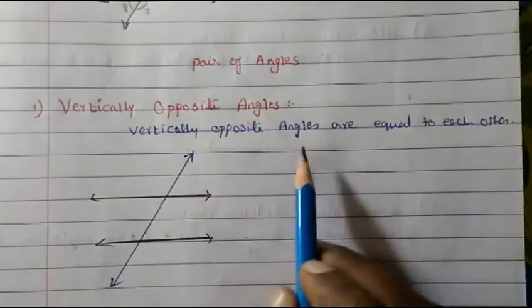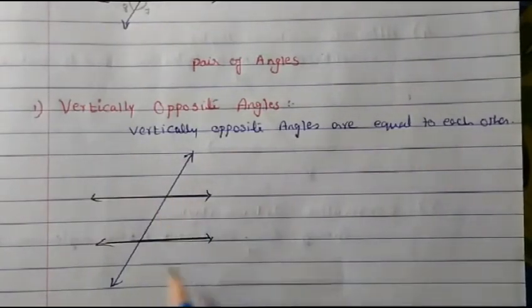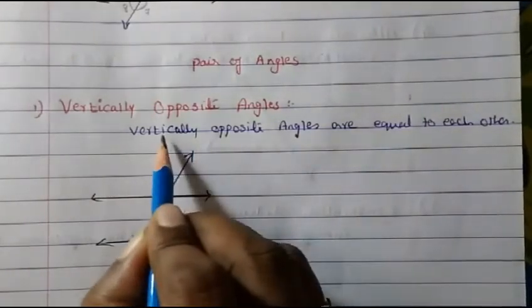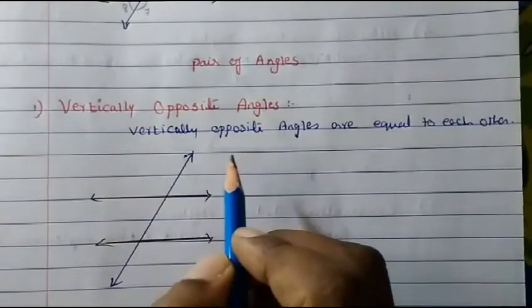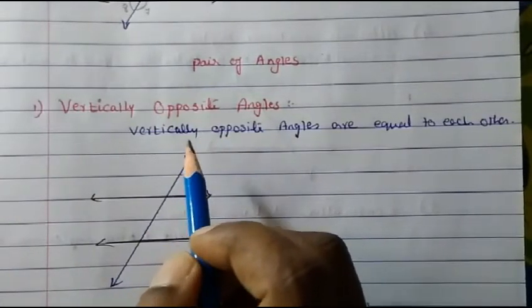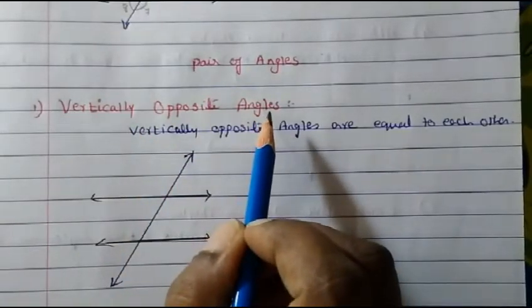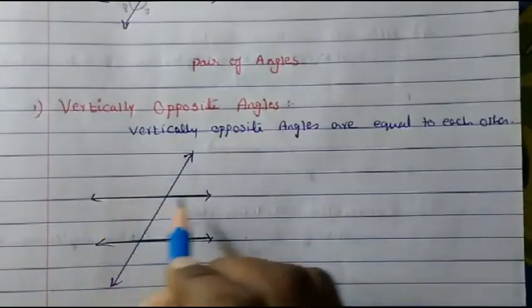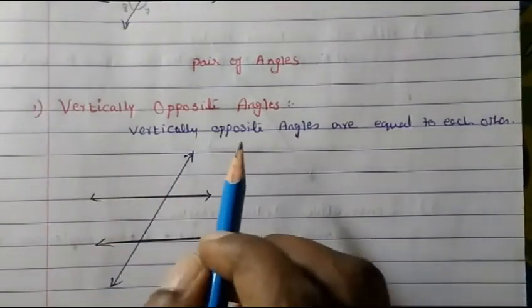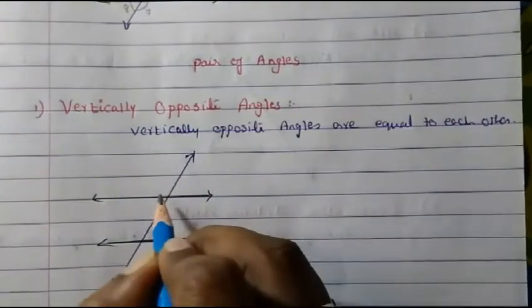First we will see vertically opposite angles. Vertically opposite angles are equal to each other. Already I have explained this in the introduction part when we studied 6.1. In that introduction I put vertically opposite angles separately and we studied them in detail. You can see when two lines are intersect, vertically opposite angles are formed. So here, which are the vertically opposite angles?